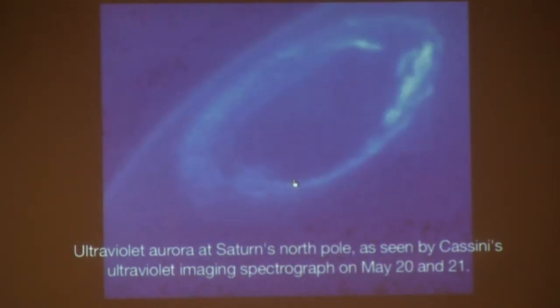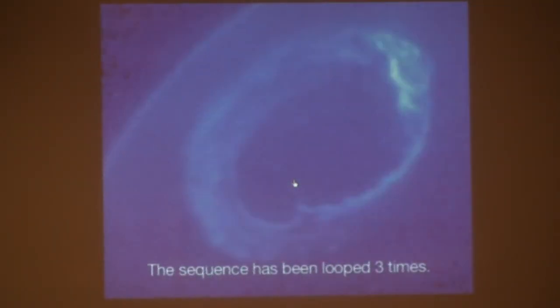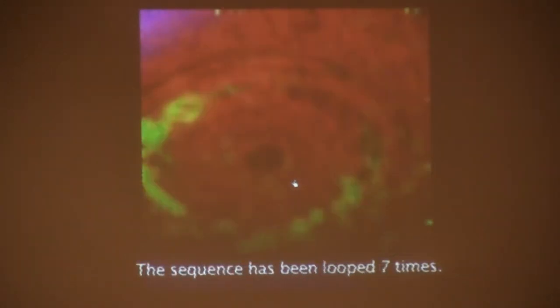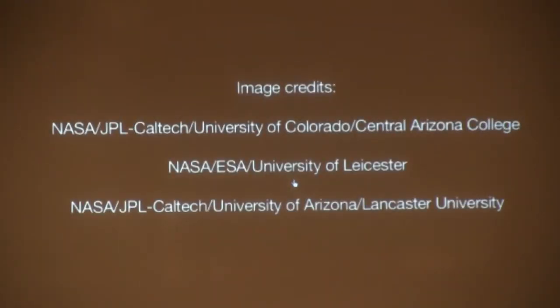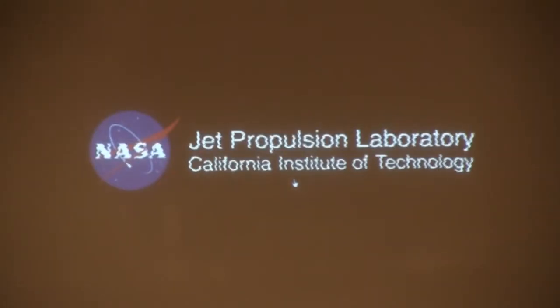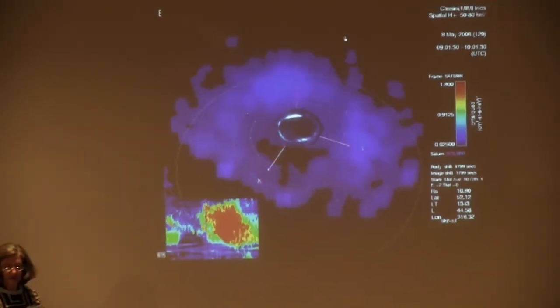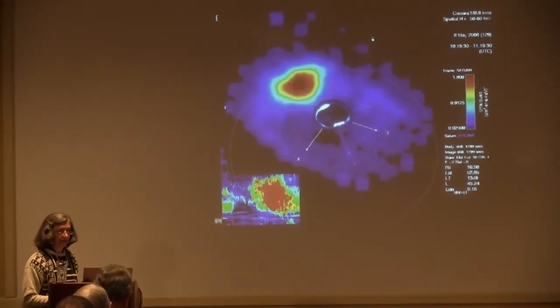It's fun to see the structure along the oval and how it changes. A little bit more Earth-like, a very well-defined oval. I think that gives you a nice view of the morphology of the nominal aurora at Saturn.